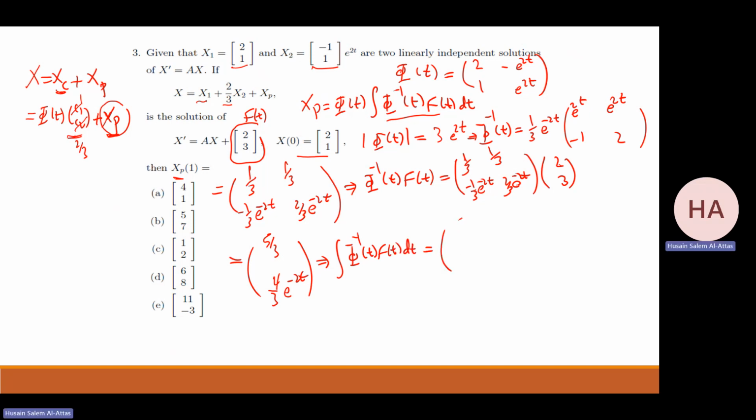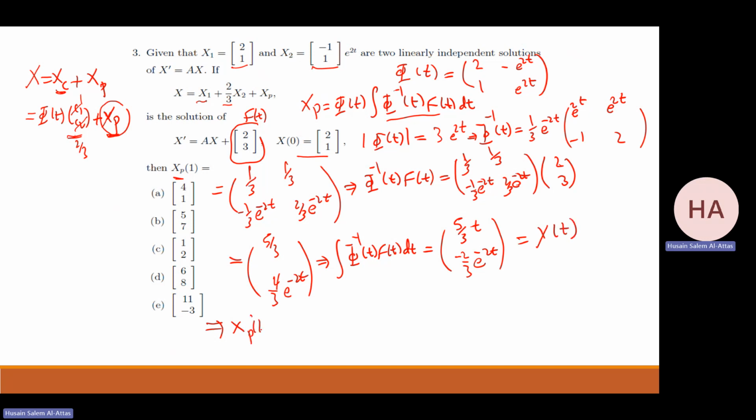And this will be 5 over 3t. This one I multiply by minus half, divide by minus 2, multiply by minus half, that will be minus 2 over 3 e to the minus 2t. Do the integral the way you like. Now, that will be the integral. So what is xp? Let me call this y of t.